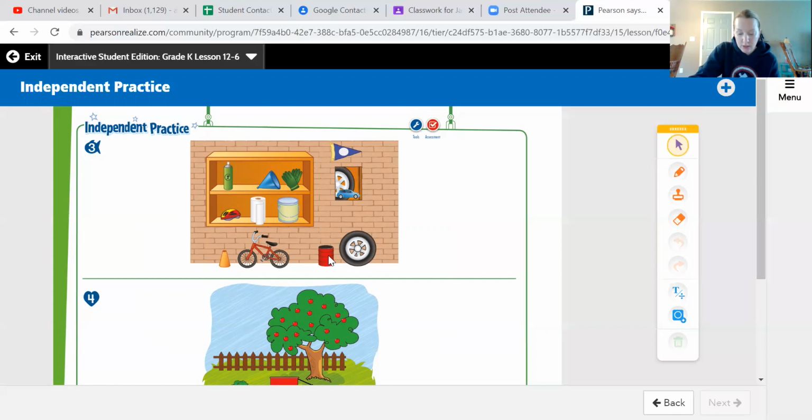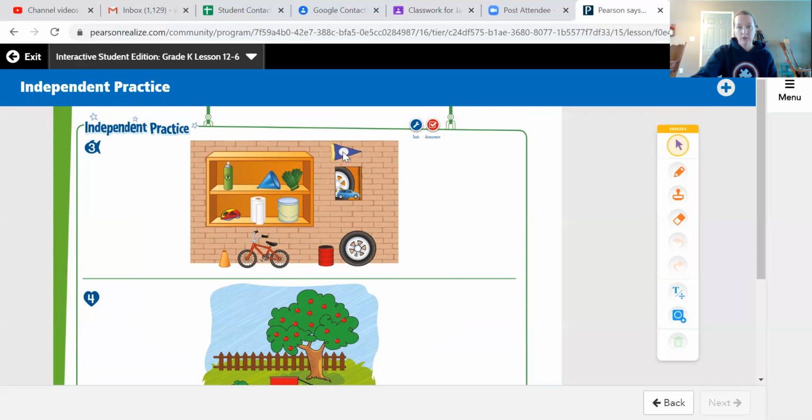Right here, this is kind of like a barrel of some sort. We have a tire or a wheel. Over here, I think this is just a picture of a car with a tire behind it. And up here we have a flag. All right, now you need to draw a circle around the objects that are shaped like a cylinder.